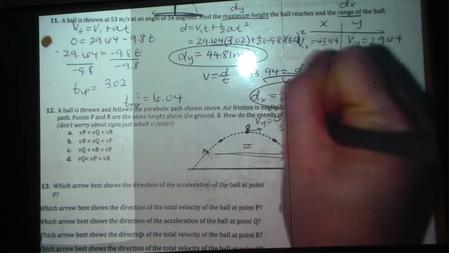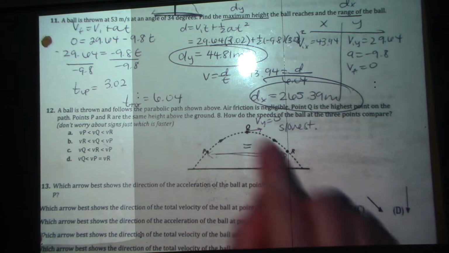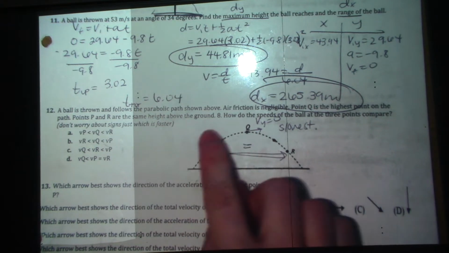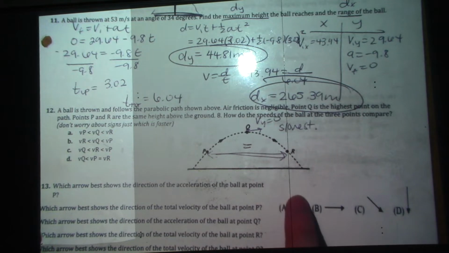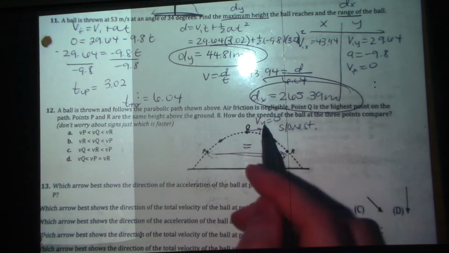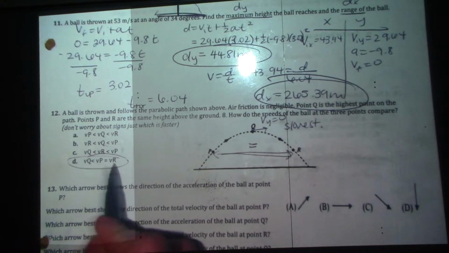And at the very, very top, I know that Vy is 0, I'll still have my x velocity, so this is going to be the slowest. And the reason it's the slowest is because my x is staying the same everywhere, but my y just got slower on the way up, so this would be the slowest before it starts to get faster again. So Q is the slowest, and then P and R are the same, so that's D. Q is slower than these two, which were equal.